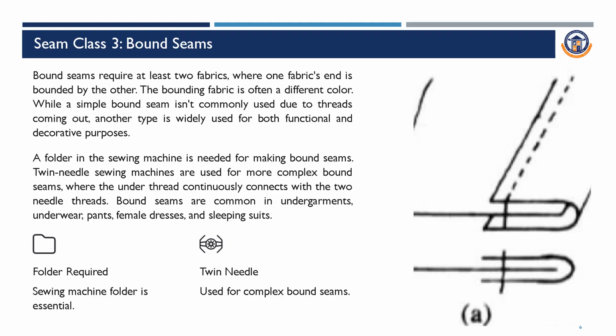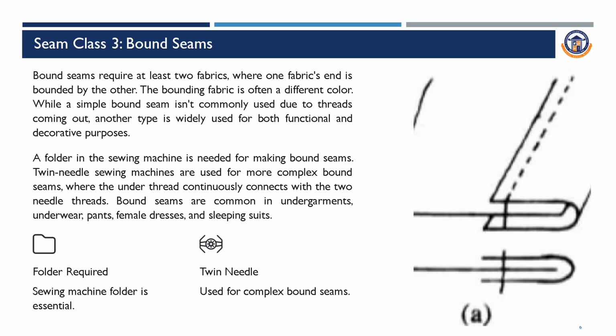Seam class 3, bound seam. A bound seam requires at least two fabrics, in which one fabric end is bound by the other. The fabric which is meant for binding is often a different color. While a simple bound seam is not commonly used due to threads coming out, another type is widely used for both functional and decorative purposes. A folder in the sewing machine is needed for making a bound seam.